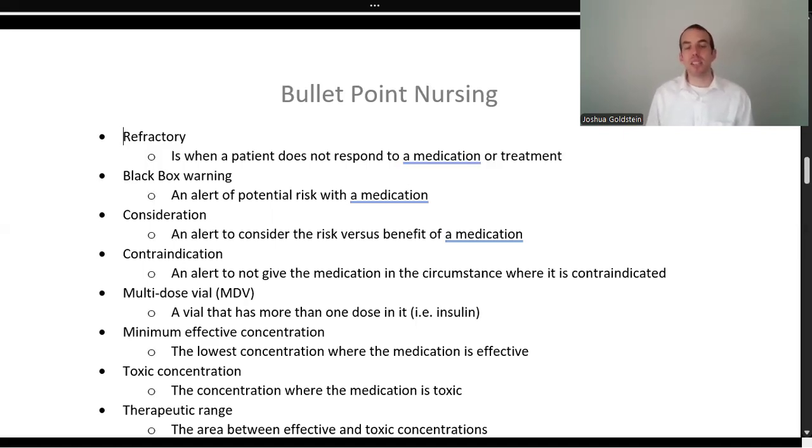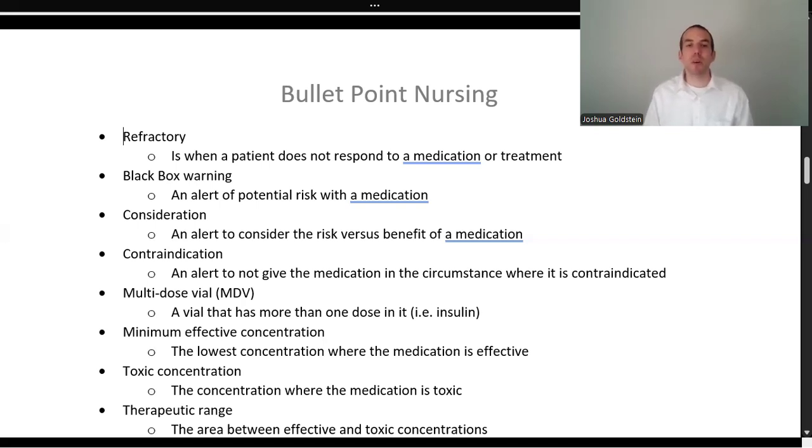Next, consideration. A consideration is also an alert that a medication is written, but it's a consideration. Just consider it. I'm not saying you can't do it or can do it. I'm just saying consider XYZ. That's a consideration. And then we have contraindication. Contraindication is a no-go. If a medication is contraindicated, you cannot give it. If a patient is high on cocaine, you cannot give them a beta blocker. That is contraindicated. So again, contraindication is a no-go. Consideration is think before you do. Black box warning is really think before you do, and honestly, you probably shouldn't be doing it.